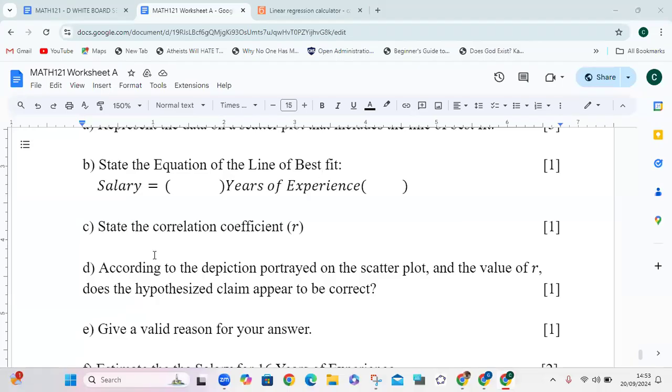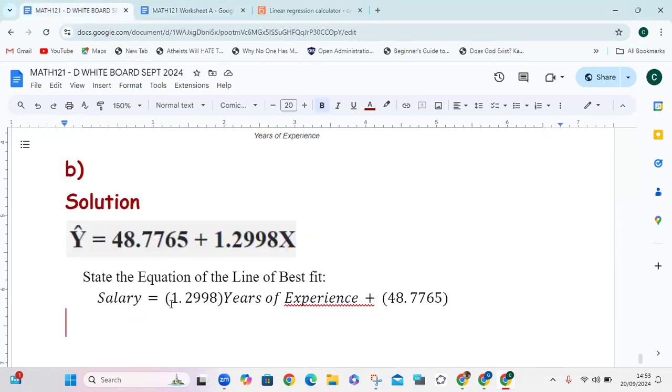Part C says to state the correlation coefficient. I repeat, we'll be doing more of this in detail in worksheet B, but this was the question. The purpose of this question is to introduce you all to those very important terminologies. Correlation coefficient. What does that mean? So that's part C.